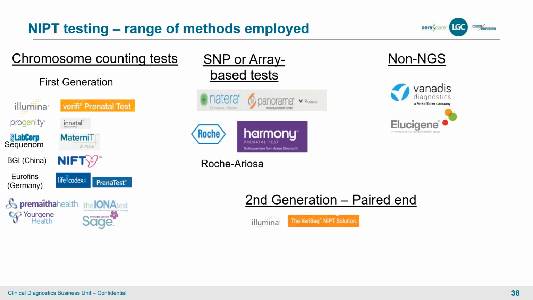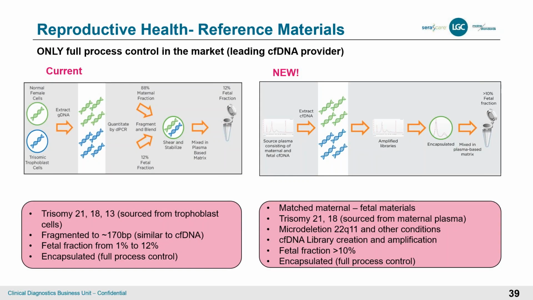These first generation tests on the left side, and then you see these SNP-based, array-based methods like Roche and Natera, right? And then you have the non-NGS, obviously Vanadis in Europe, from Perkin Elmer, and there are a lot of companies out there, like Premaitha Health, Eugene Health, obviously now. And then you have the second generation methods at the bottom from Illumina, the VeriSeq. So different assays and different methods, how do you know which one's working better?